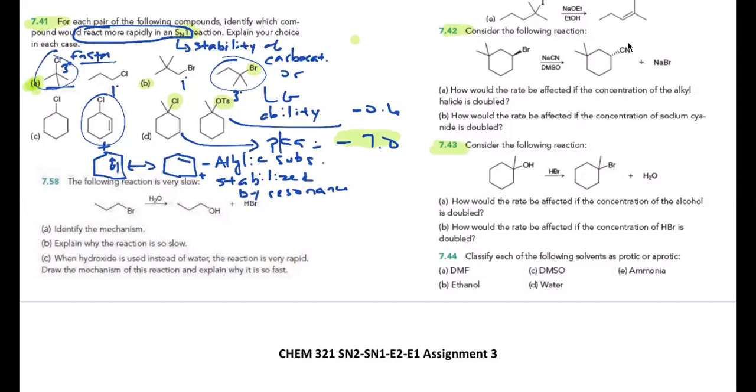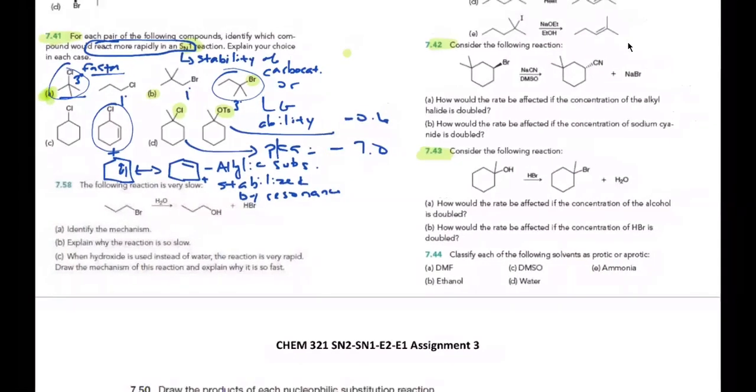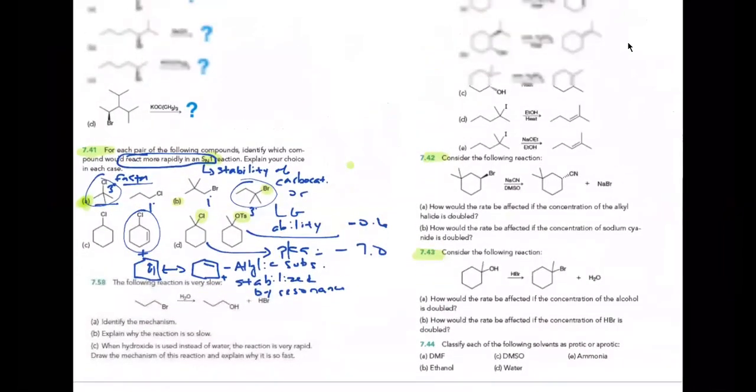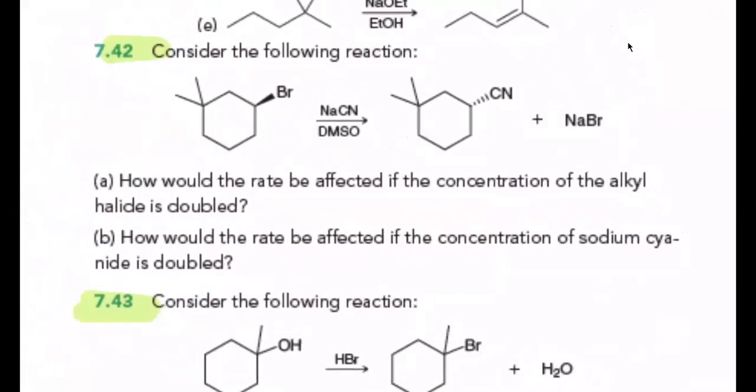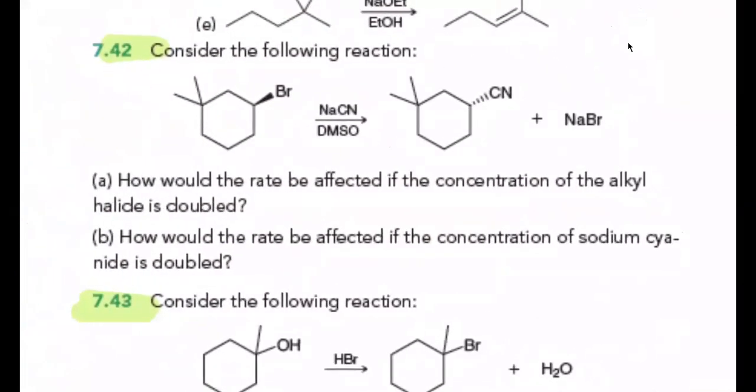Let's go over to 742, because all the other ones are elimination. We're going to start on elimination Wednesday, and we'll spend Wednesday and Friday doing that. So 742. Let's look at this reaction, see if we can figure it out. It says consider the following reaction.